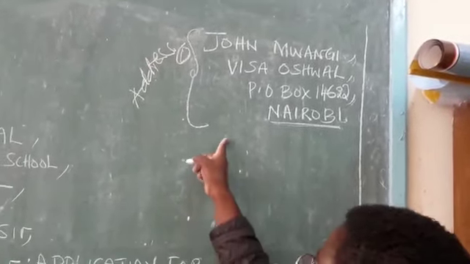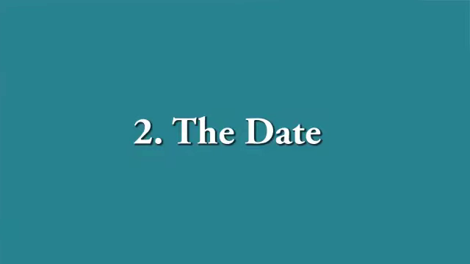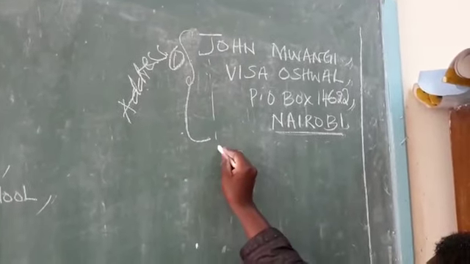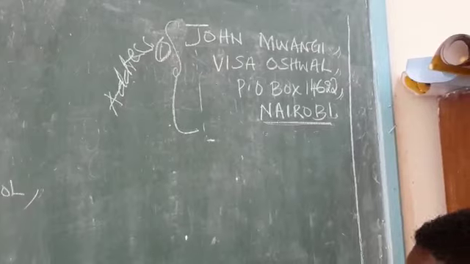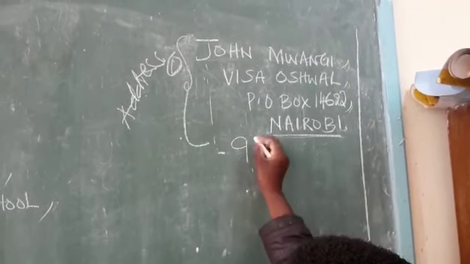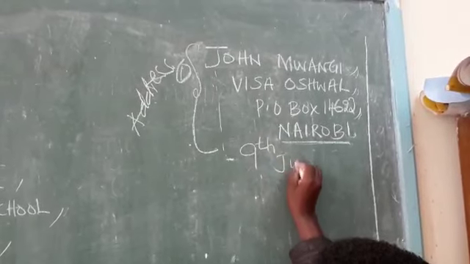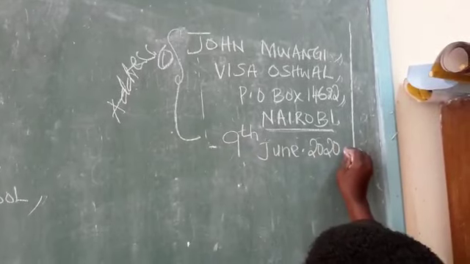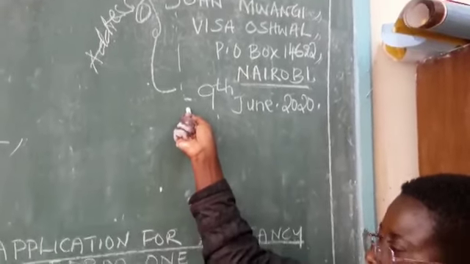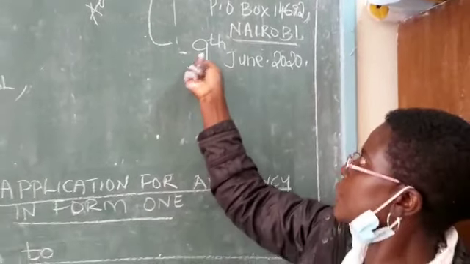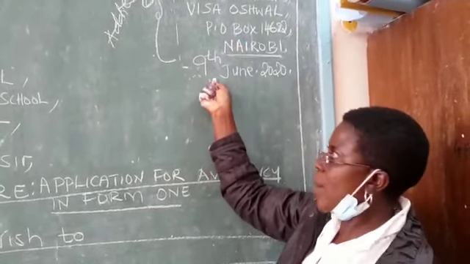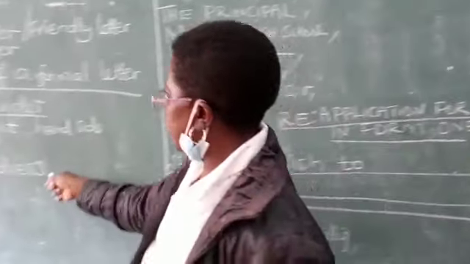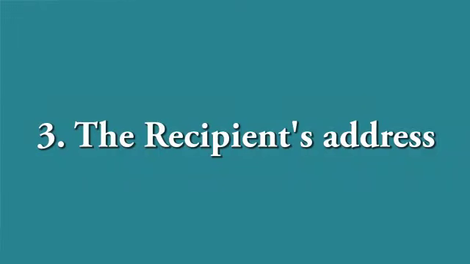Point number two, you are going to write the date. Remember, you are not going to write the date just here. You will skip a line and the date you are going to write it here. For example, today is 9th June 2020, as your date, and you put a full stop. Why are you skipping a line? It is because the date is not part of the address. That is why you are skipping that line. Once you have written the date, then you go to the third point here. That is the recipient's address.